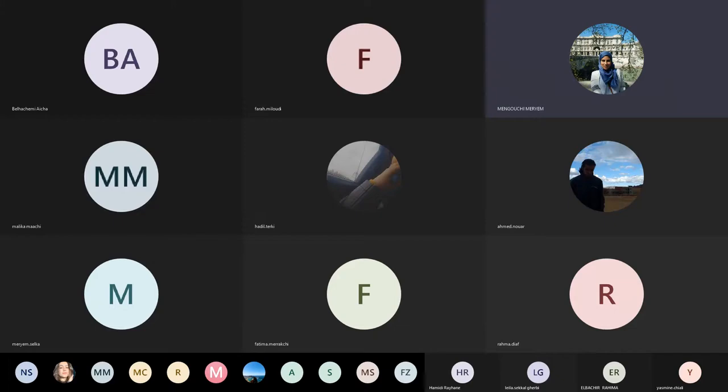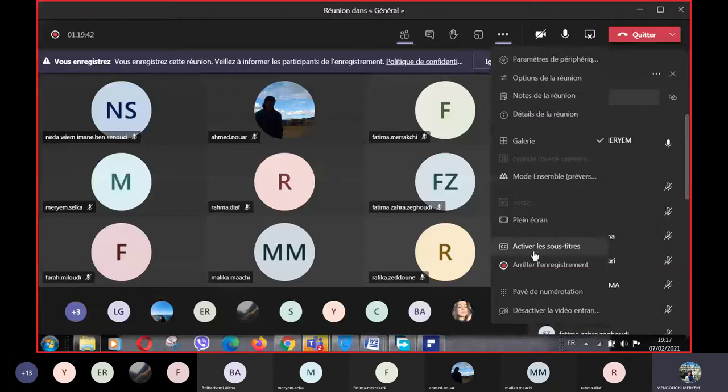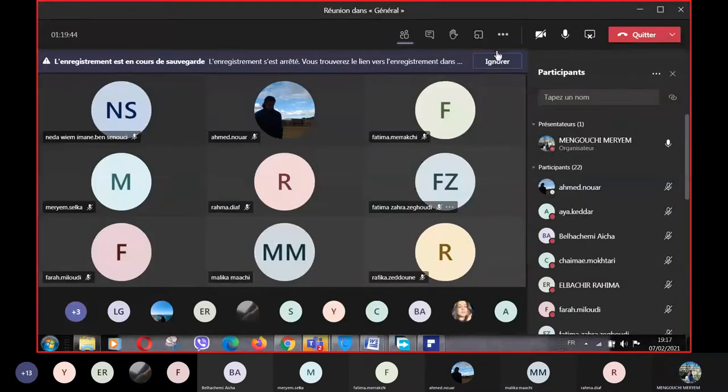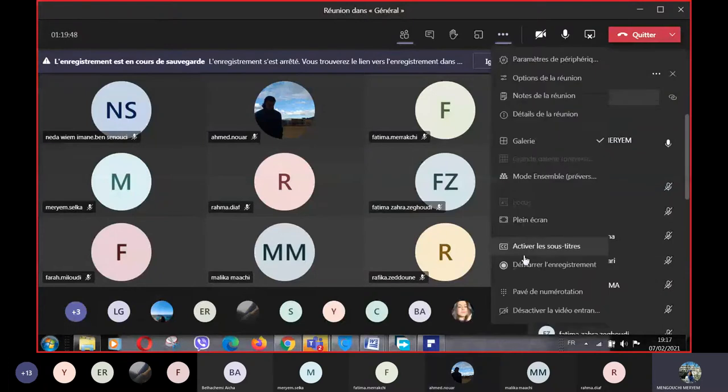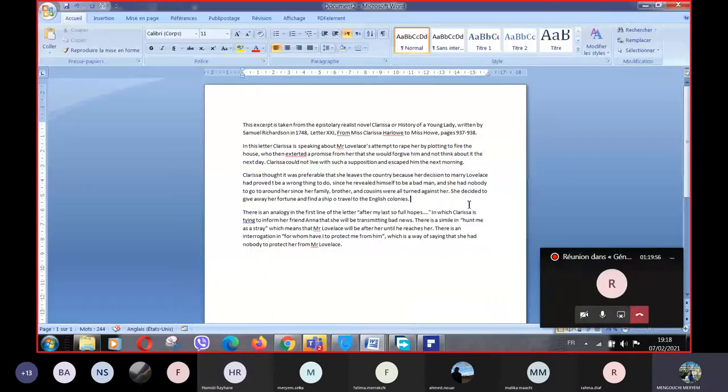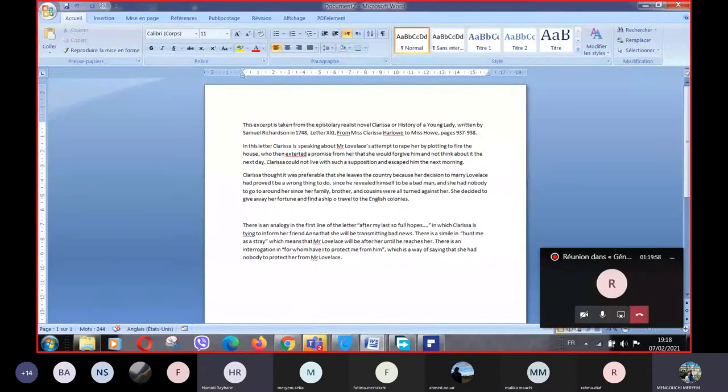Now let's speak about the characters. Can you describe the characters quickly? Who are the characters in this excerpt? We have Clarissa and her best friend. Who is Mr. Lovelace? And that woman, who's that woman? Mrs. Moore. Yes.